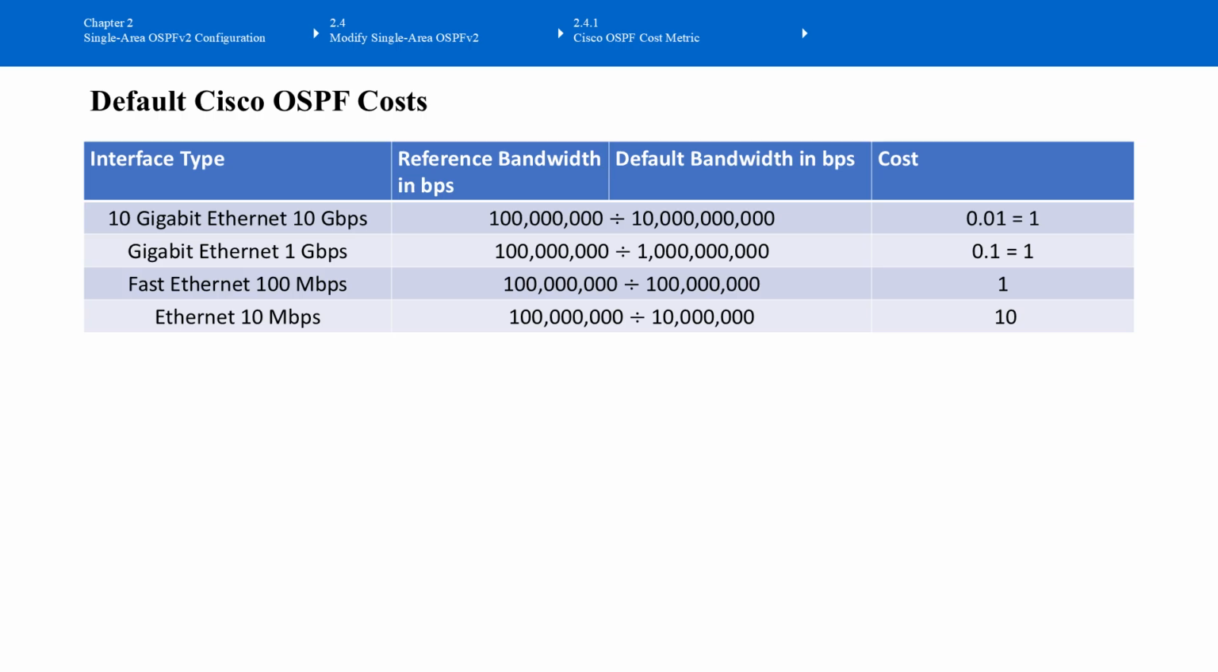The most important thing to remember is that higher bandwidth implies a lower cost, which means it's a better OSPF path. And when there are multiple links along a route, OSPF adds the costs together and chooses the route with the lowest total cost.